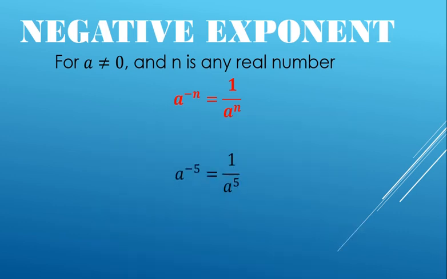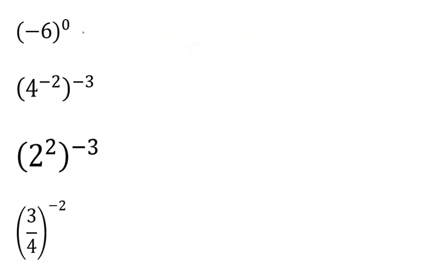Then, for example, a raised to negative 5. So, yan ay magiging 1 over a raised to 5. So, yung negative na exponent, magiging positive basta may denominator siya. Yung numerator niya is 1. So, another is x raised to negative n, then magiging 1 over x raised to n. Negative 6 raised to 0. So, gaya ng sinabi ko kanina, kahit anong number na erase mo sa 0, ang sagot ay always 1.